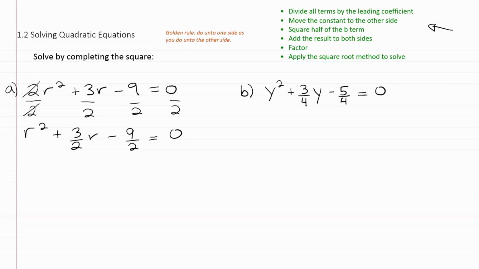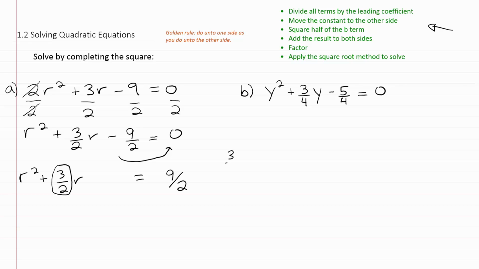So we're going to take this and move it to the other side, making it positive, of course, as it goes over there. So we'll have r squared plus 3 halves r is equal to 9 halves. All right, from here we're going to do the complete the square step, essentially. We're going to square half of the b term. So I'm going to come over here and first identify the b term. The b term here is 3 halves.